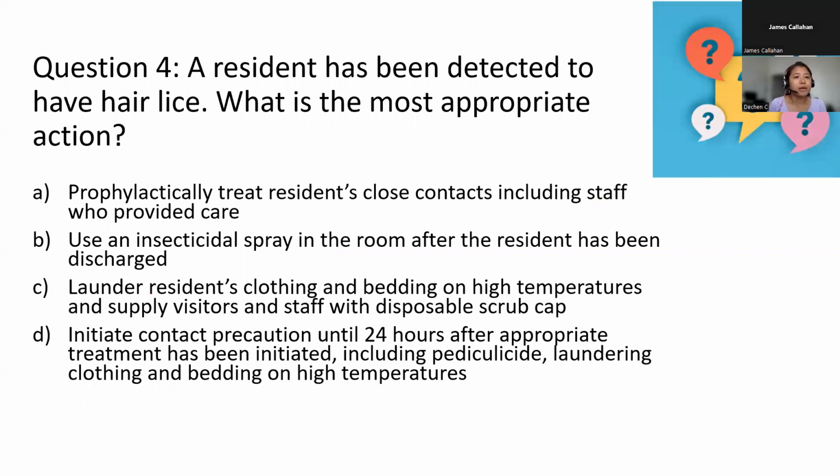Question 4. A resident has been detected to have hair lice. What is the most appropriate action? A, prophylactically treat residents' close contact, including staff who provided care. B, use an insecticidal spray in the room after the resident has been discharged. C, launder residents' clothing and bedding on high temperatures and supply visitors and staff with a disposable scrub cap. Or D, initiate contact precaution until 24 hours after appropriate treatment has been initiated, including pediculicide, laundering clothing, and bedding on high temperature.